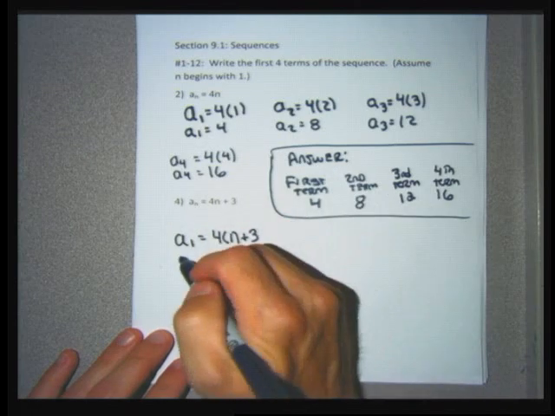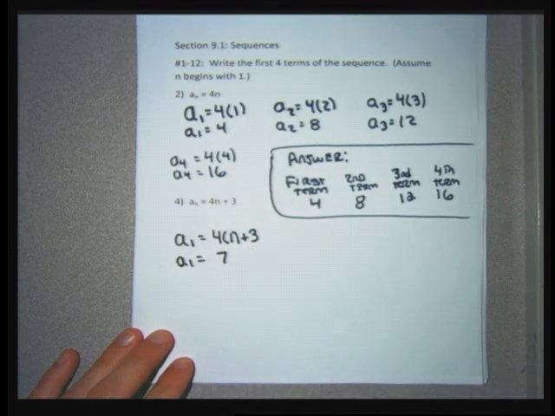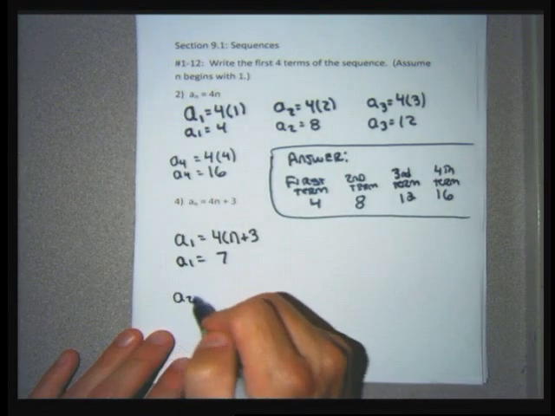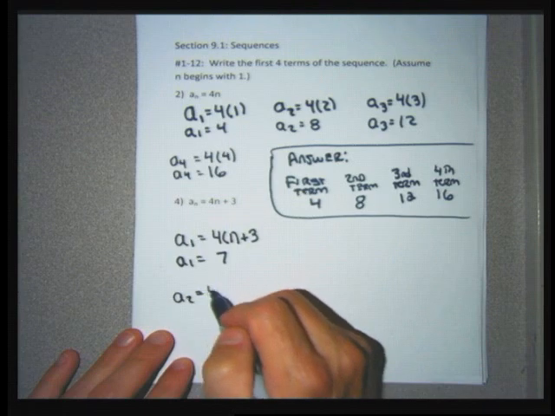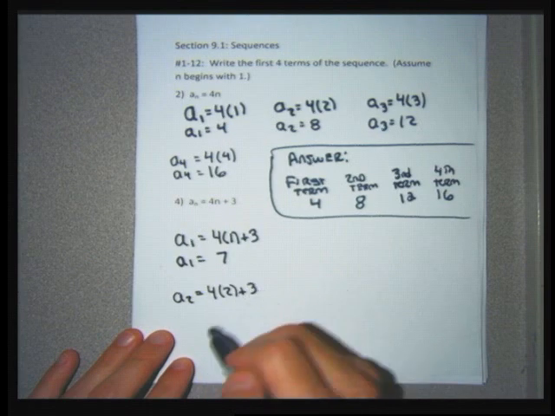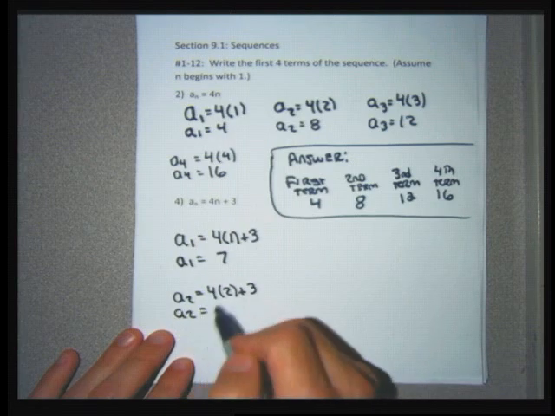That's going to be 4 plus 3, which is 7. So the first term in my list is going to be 7. I'll do all 4 terms and then I'll write my answer. A sub 2 is going to be the second term in my sequence. To do that, I'm going to plug 2 in for my n's. I get a sub 2 equals 4 times 2 plus 3. That's going to be 8 plus 3, which is 11.